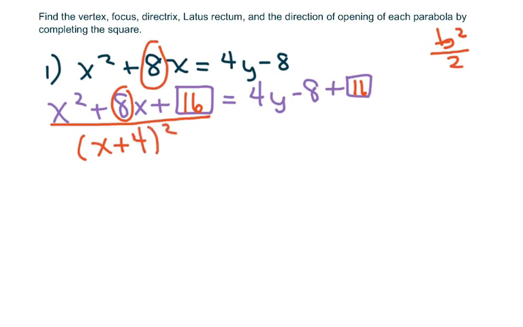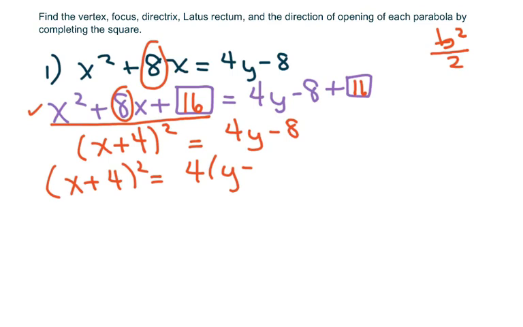Now, if you wrote this out twice and FOILed it, you would get this back. And this side is going to be 4y minus 8. So, simplifying, I get x plus 4 squared equals 4y minus 2, with the greatest common factor, or highest common factor, here.